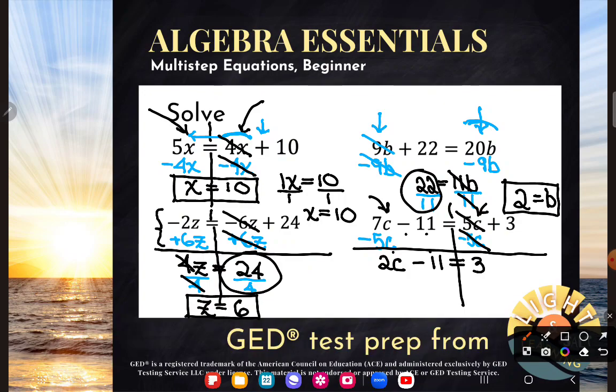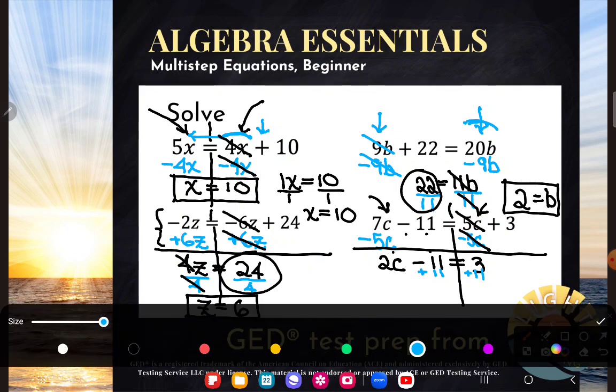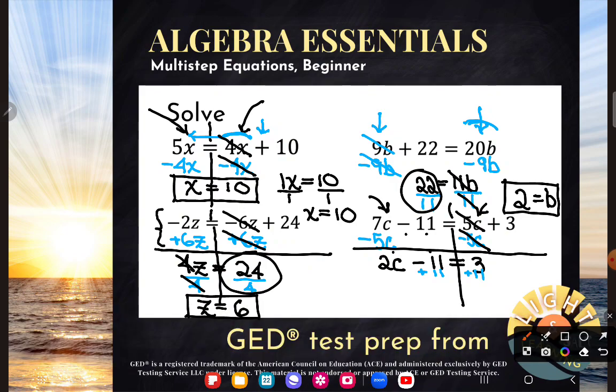I can get c by itself. So I'm going to move anything adding or subtracting first. I'll add 11 to both sides. You think I can squeeze it in here, guys? Let's see. Subtracting 11 and adding 11 are opposites. They cancel. I got just 2c, and that's going to be equivalent to, well, what's 3 plus 11? 14.